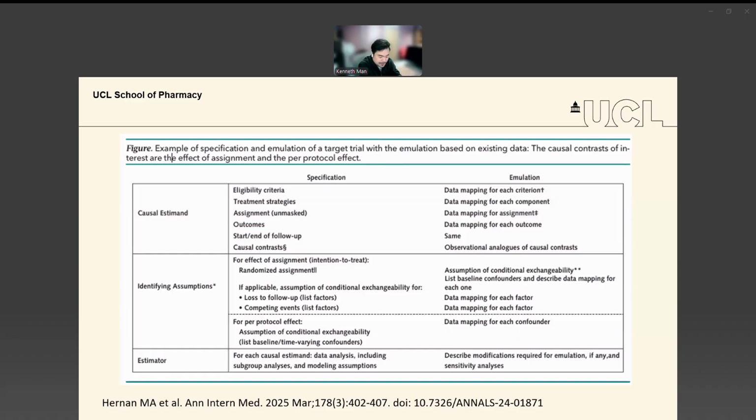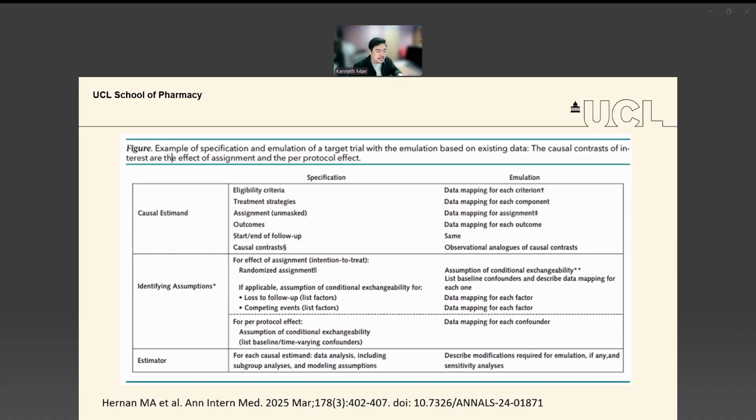But still, we first specify the target trial with the causal estimate, identifying all the relevant assumptions in it, and what will be our estimator. Then we try to find the best way to emulate such a trial with the observational data that we have in hand. That includes the data mapping on all the concepts or conditions that will be involved. How are you going to identify your exposure and outcome of interest? What will be your observational analogs of your causal contrast, and so on and so forth.